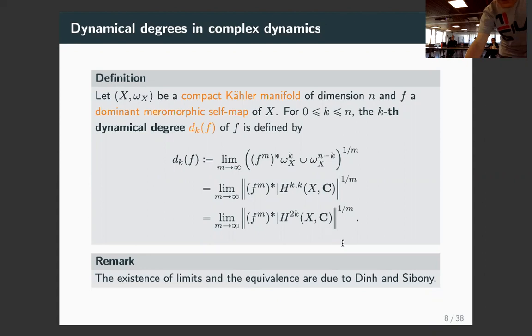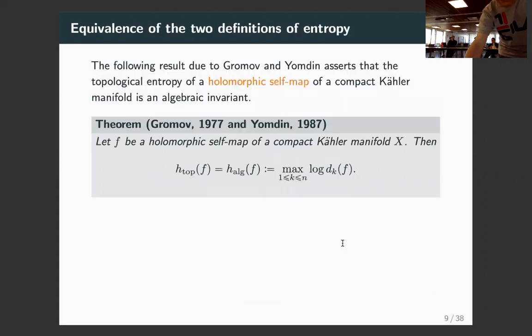Okay, this is the complex dynamics. We have these two invariants. This is the dynamic degree, and why is the dynamic degree related to complex dynamics? Because of the following theorem due to Gromov and Yomdin. Their result says that if f is a holomorphic self-map, then the topological entropy, which is an invariant in topological dynamical systems, is the same as the so-called algebraic entropy, which is defined as the maximum of all logarithms of d_k(f), the dynamic degree of f.